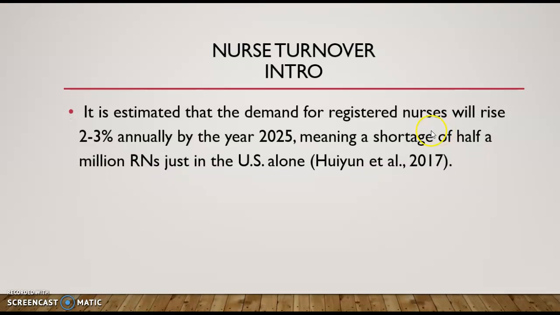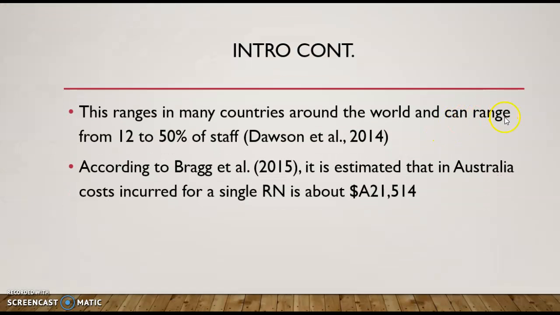So nurse turnover: it is estimated that the demand for registered nurses will rise 2 to 3% annually by the year 2025. This means a shortage of 500,000 RNs just in the US alone. Many countries around the world are experiencing staff turnover, which can range from about 12 to 50% of staff at times.